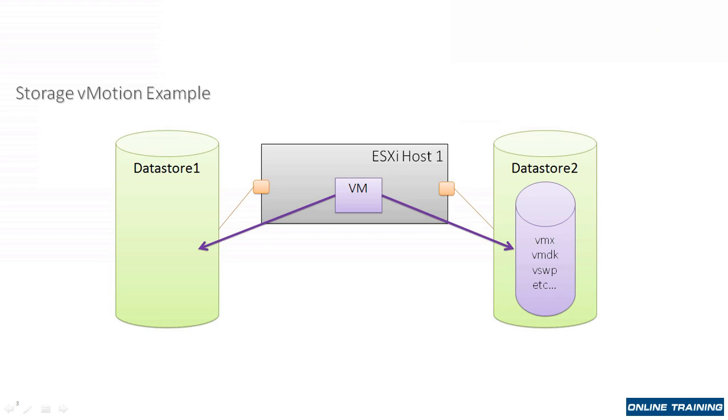So what storage DRS is going to do is automatically storage vMotion virtual machines around for the purposes of balancing both capacity usage and latency. So for example, if data store 1 is getting really full, or if data store 1 has a lot of storage intensive virtual machines that are generating a lot of traffic, it may start moving virtual machines to other data stores to even out that workload.